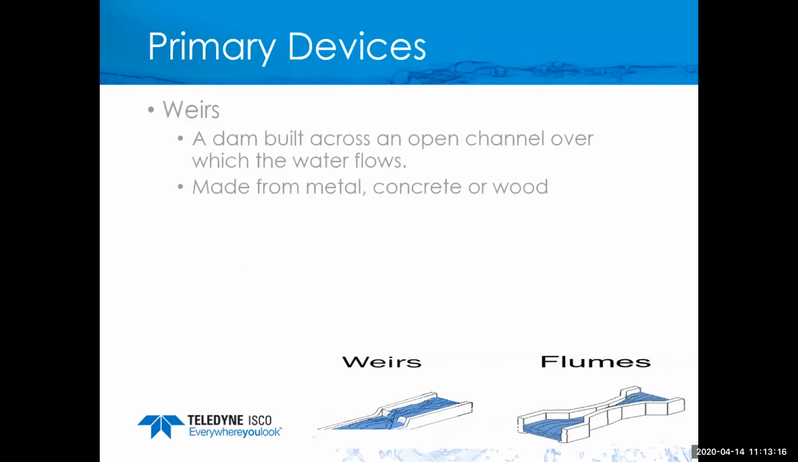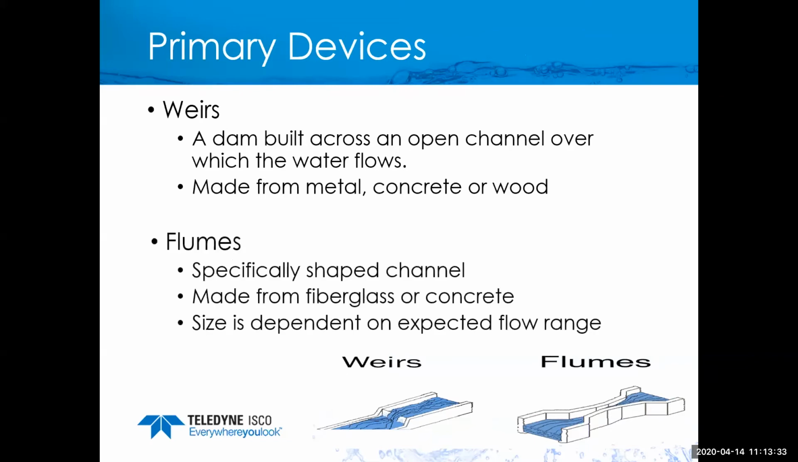Now, a primary device that I mentioned could be a weir. And what is a weir? A weir is a dam that's built across an open channel which the water flows over. They can be made of metal, concrete, or wood. Flumes are specifically shaped channels made of fiberglass or concrete. So the size of the flume is dependent on what your expected flow range is.